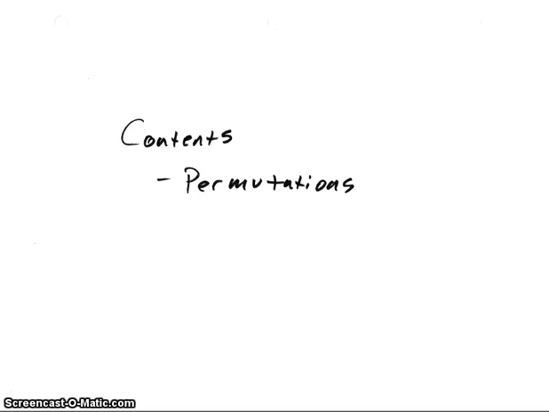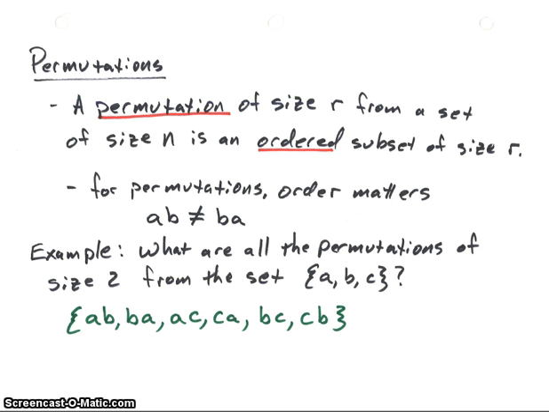In this video we're going to look at permutations. The definition of permutation: a permutation of size R from a set of size n is an ordered subset of size R. So we're starting with a set of size n, and from that set we're picking R elements and putting them in order. And so in this case, order matters. So for permutations, order matters.